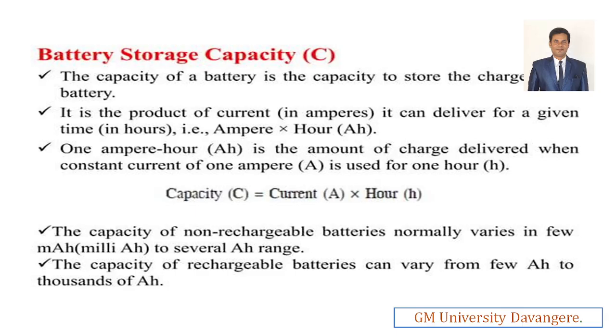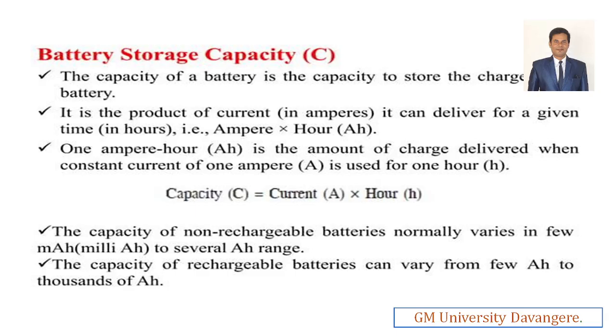So 1 ampere hour is the amount of charge that is delivered when a constant current of 1 ampere is used for 1 hour. We discussed that in yesterday's class. So in 1 hour, how much current will it deliver? In 2 hours, how much current will it deliver? In 3 hours? In 4 hours it is delivering 50 amperes. In 3 hours it is delivering 25 amperes. In 2 hours it is delivering 15 amperes. So that is how the rating of the battery's capacity can be identified.